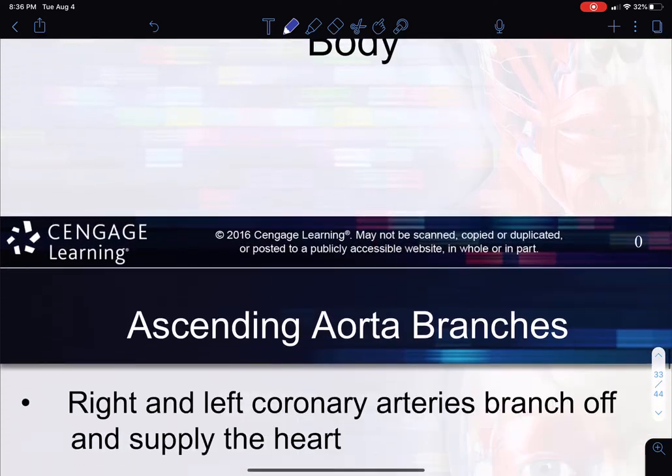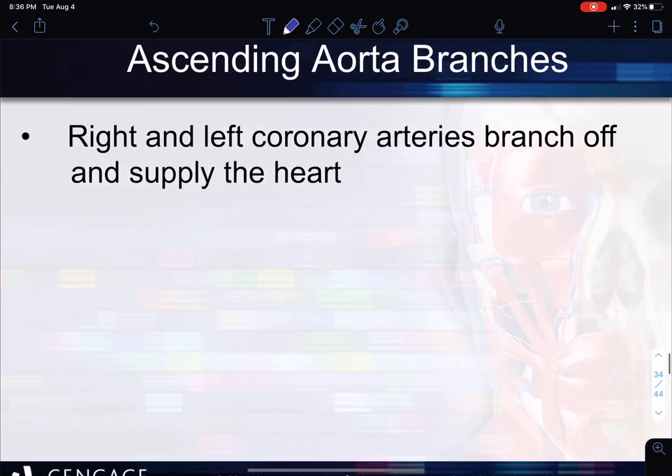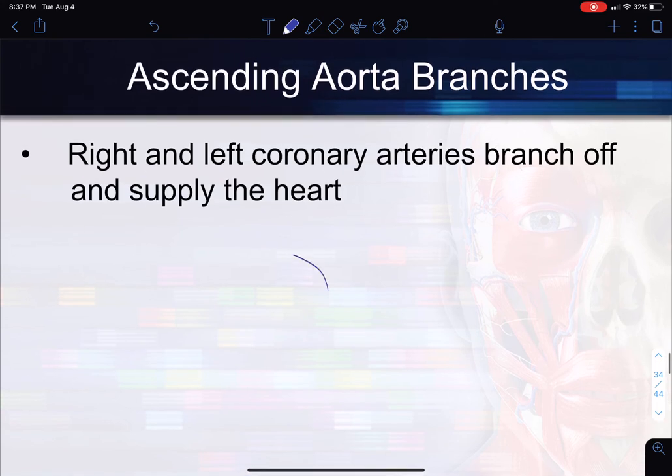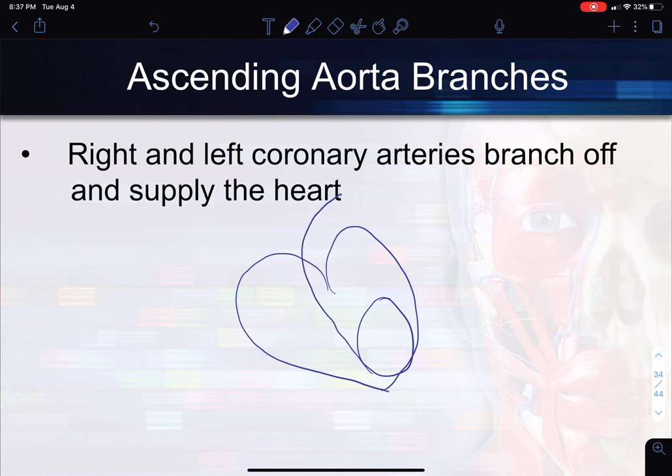All right, let's talk about some major ones that we definitely need to know. Right immediately off of the heart, right after blood pools in the right ventricle and gets shot through the aorta, we have a small outpocketing at the base of the heart where the left and right coronary arteries come off from. So the right coronary artery is going to travel in between the atria, supply the side of the heart and then the back side of the heart, and in between the ventricles on the posterior aspect of the heart. And then the left coronary artery is going to do the same thing.